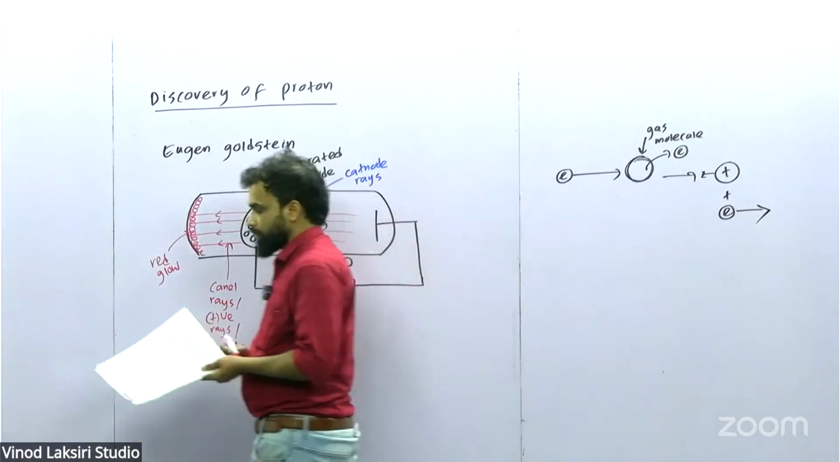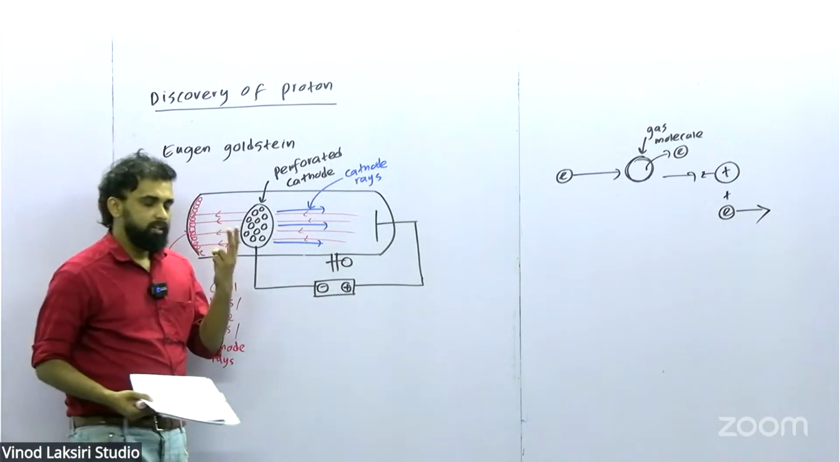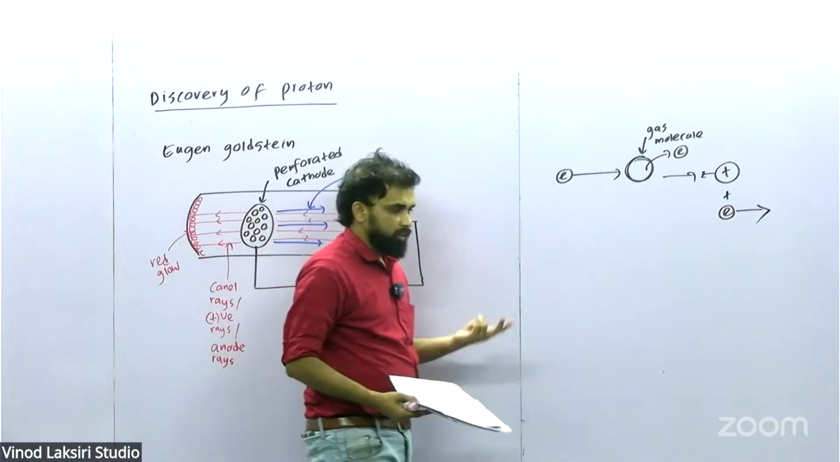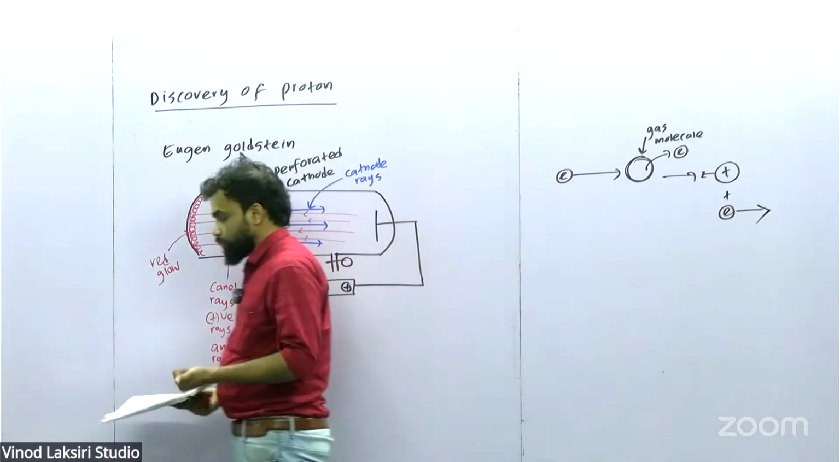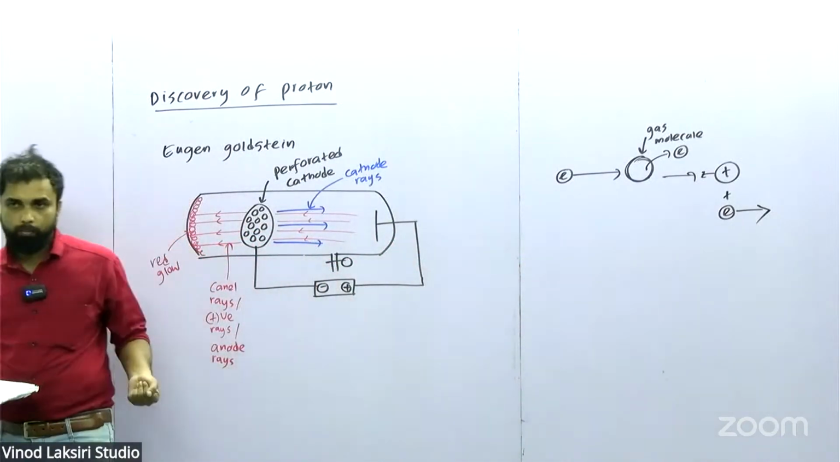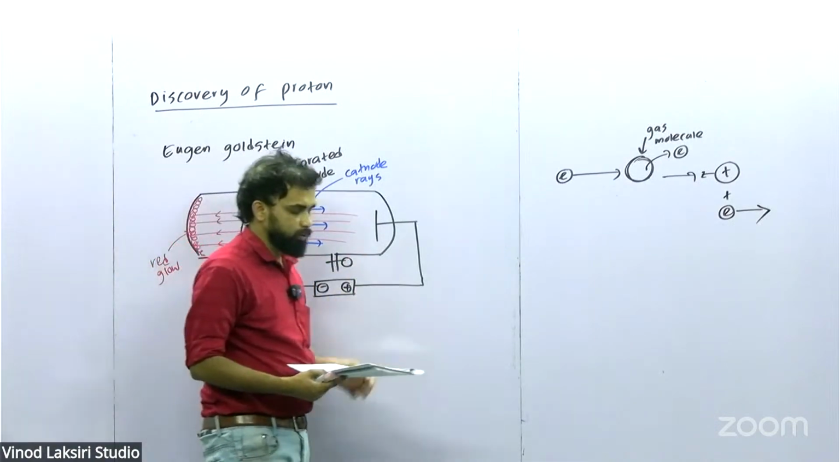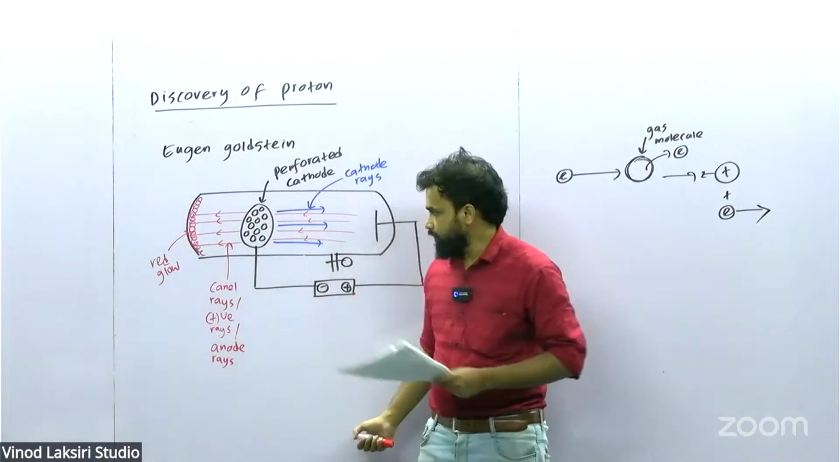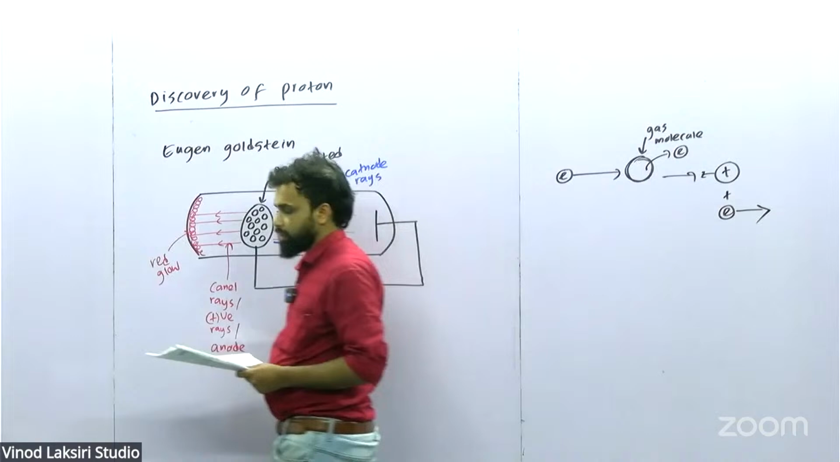So those are the properties of positive rays: have momentum and kinetic energy, travel in a straight line and are emitted from the anode, positively charged, do not have magnetic property because only deflection, not attracted towards the poles, and the nature of these anode rays depends on the type of gas, right?